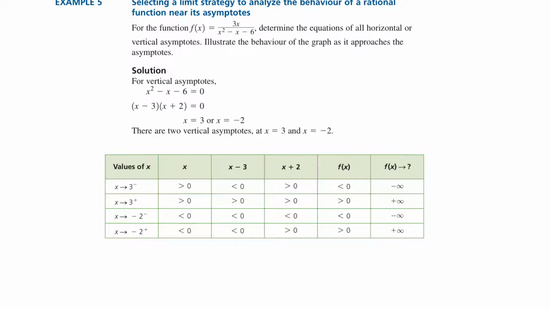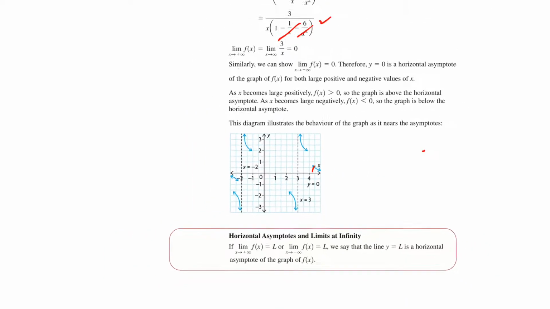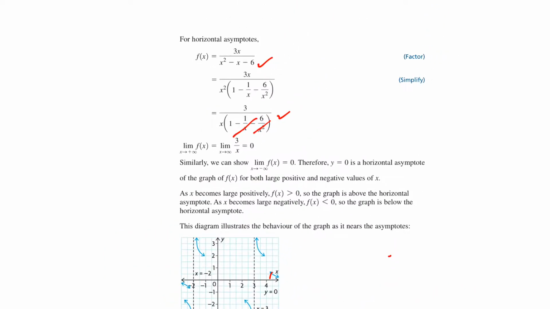Let's calculate one of these limits. For example, x approaches 3 from the left side. When x approaches 3 from the left side, the numerator of the fraction is positive. The denominator is negative since x minus 3 is negative and x plus 2 is positive. Therefore, the fraction is negative, and the limit of the function as x approaches 3 from the left side is negative infinity. To find the limit of the function as x approaches infinity, we factor x² out of the denominator of the fraction.